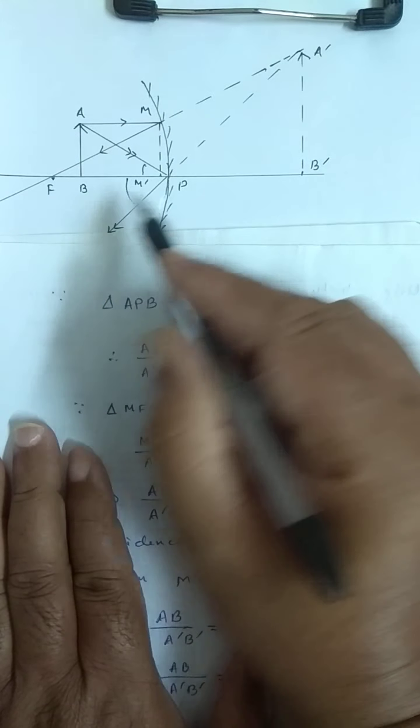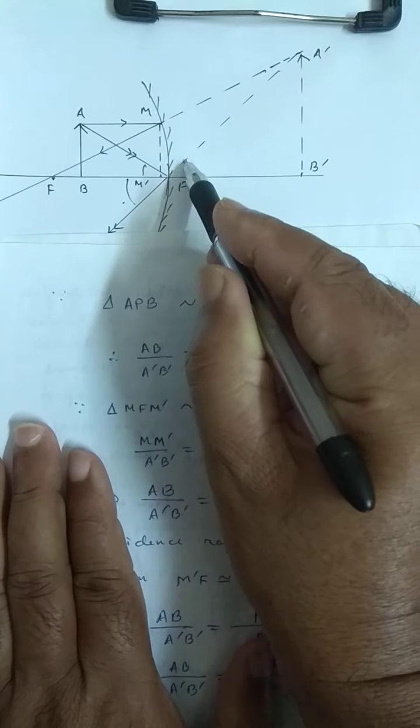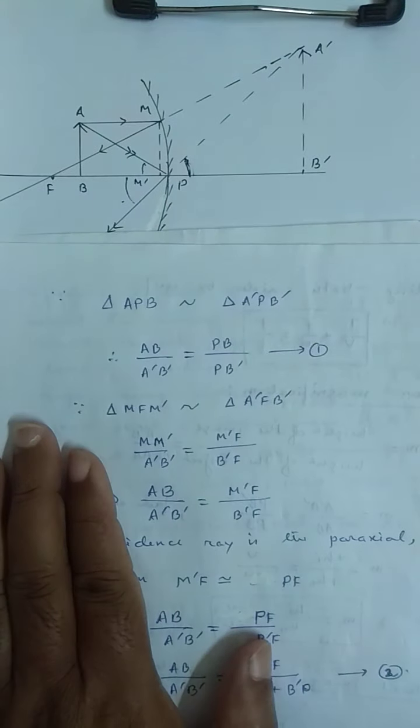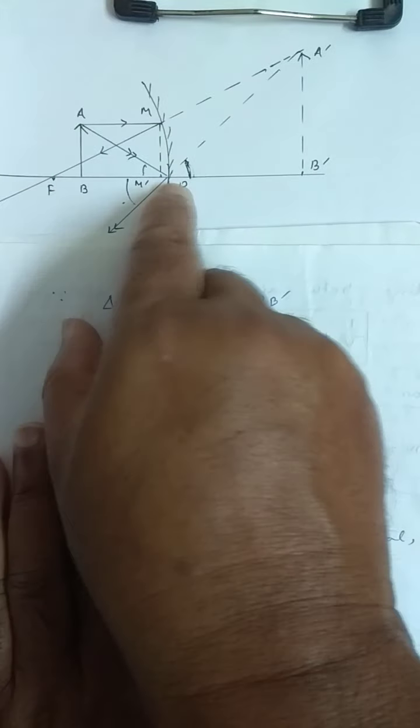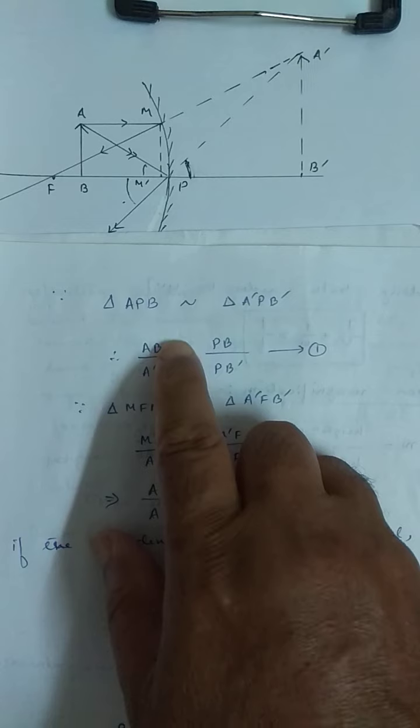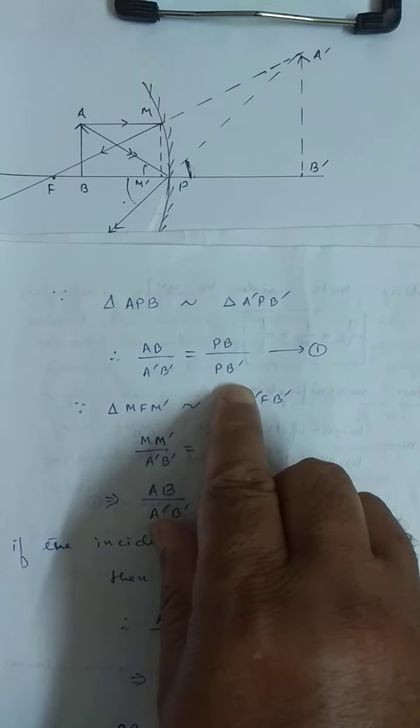They are similar, and these two angles are opposite angles. Therefore, APB is similar to A dash PB dash. So therefore, we can write AB by A dash B dash is PB by PB dash.